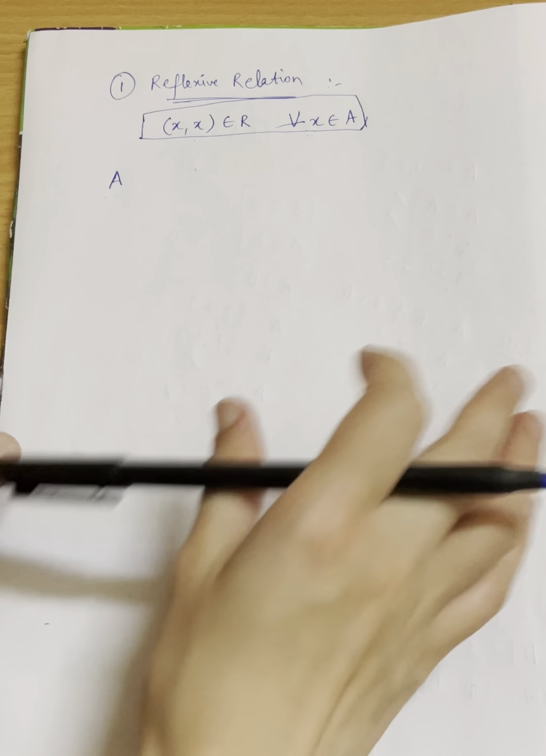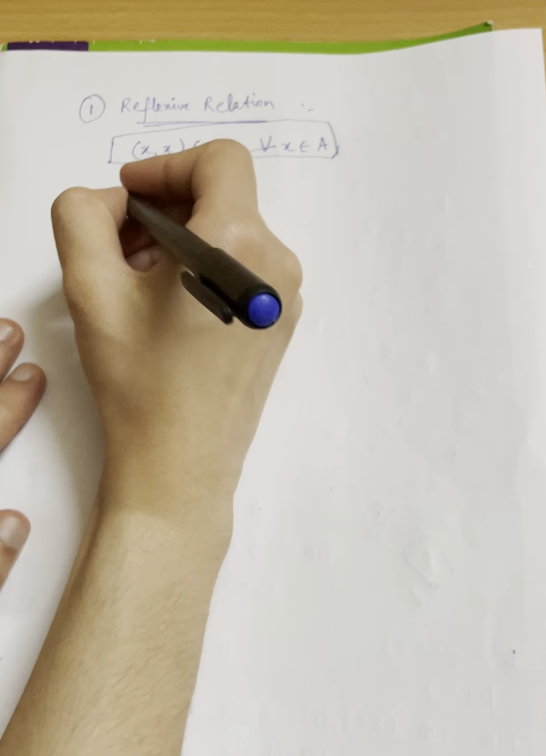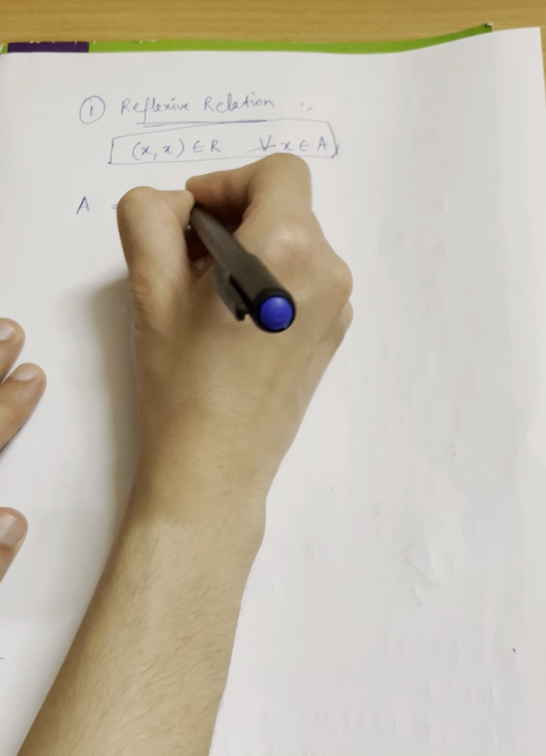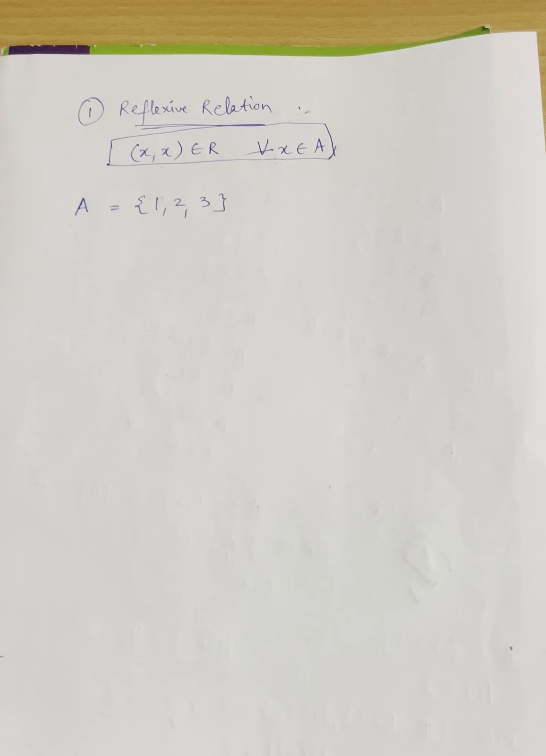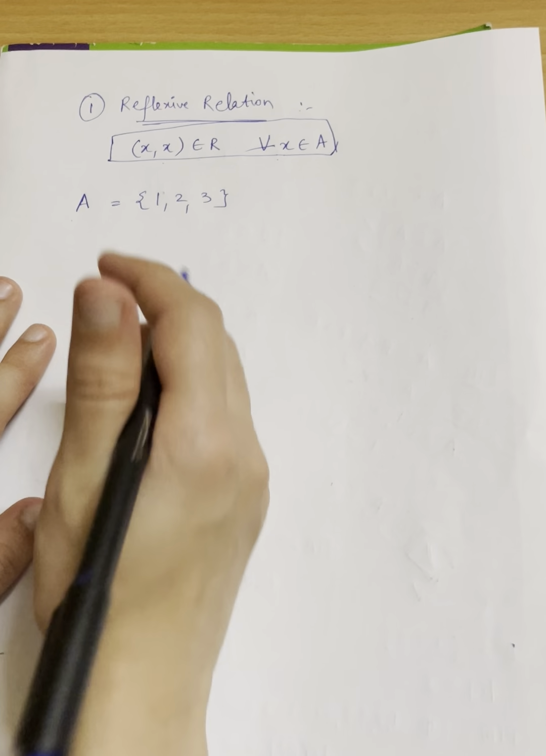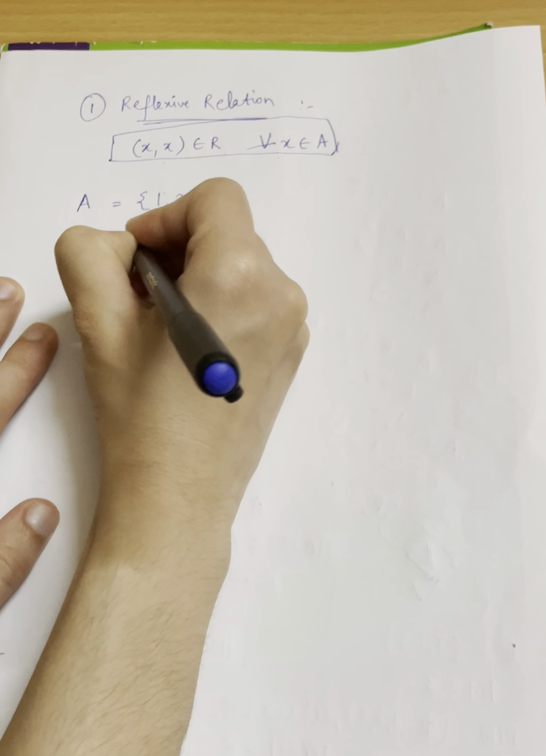Let's suppose there is one set A = {1, 2, 3}. Now what is the cross product of A cross A? Why A cross A? Why itself, why not some other set, like A cross B? This question I will answer after completing reflexive relation. For now, just take A cross A.